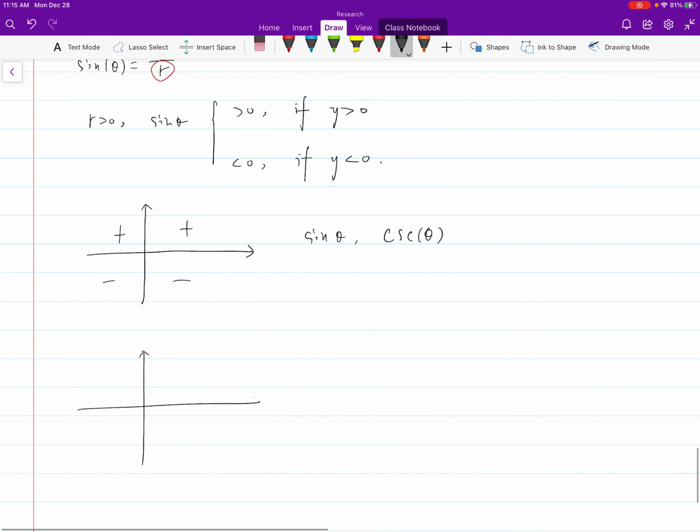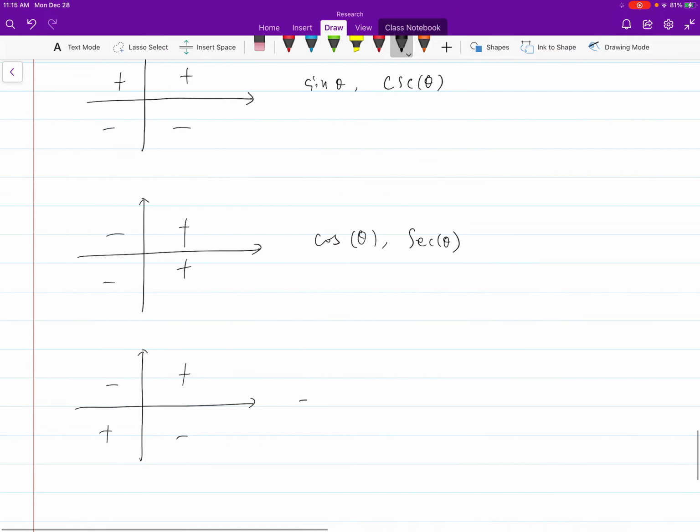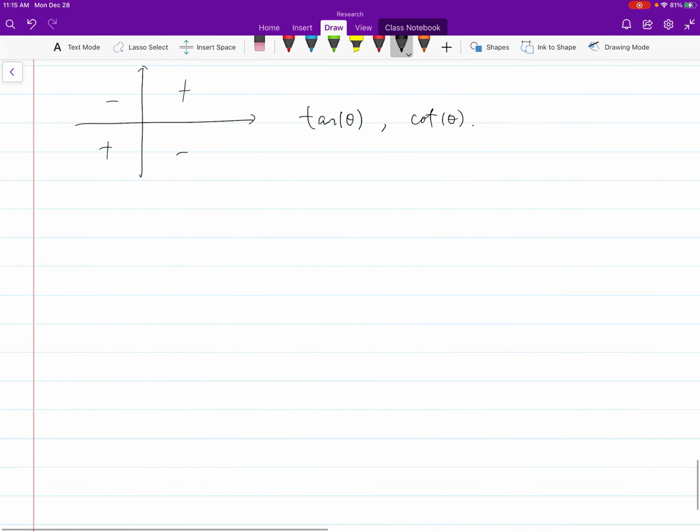Similarly for cosine, you can think about it. I'm going to skip it by the definition. This works for cosine. Therefore, it works for secant. Finally, this one works for tangent and cotangent. So what sign do you want? Well, it really depends on which quadrant you are in and also which trig function. So I know which graph I should look at.